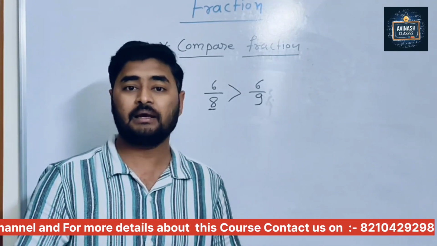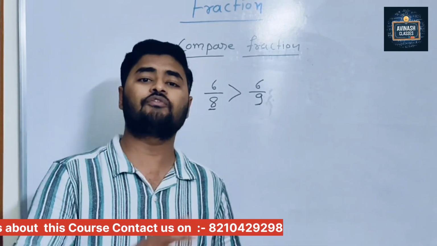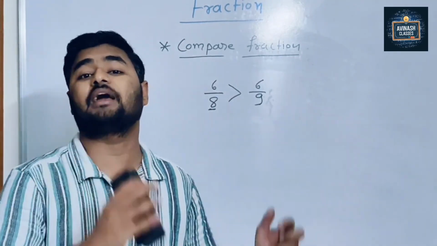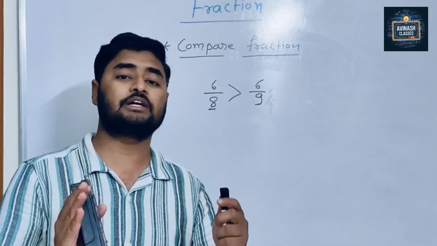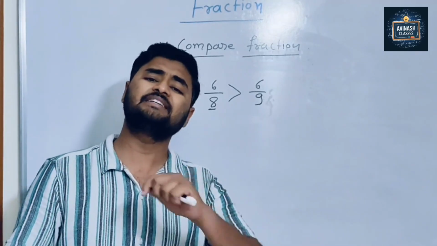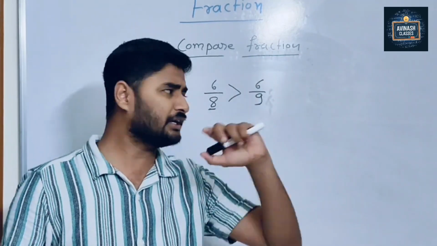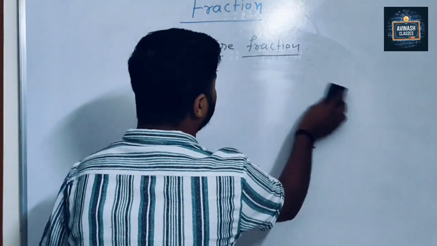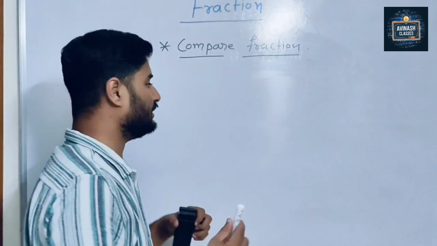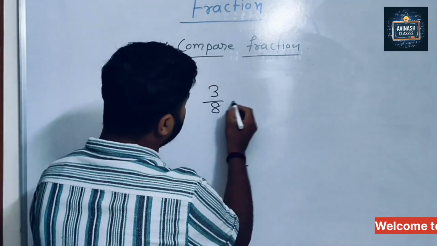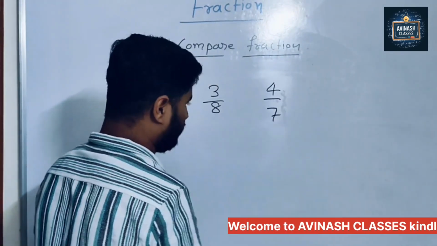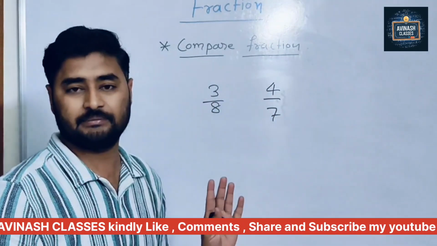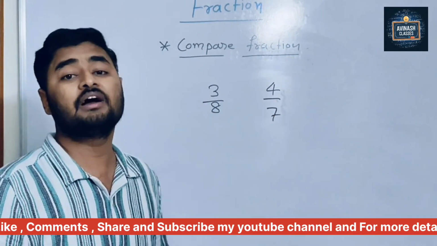Sir, but we have lots of confusion, sir. For all that confusion, there is only one solution: the butterfly method. If you know the butterfly method, that is the same everywhere. What is the butterfly method? Suppose this 3 by 8 and 4 by 7. See here, the numerator is not the same and the denominator is not the same, which means it is an example of unlike fraction.